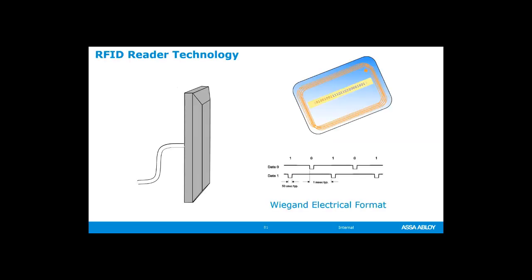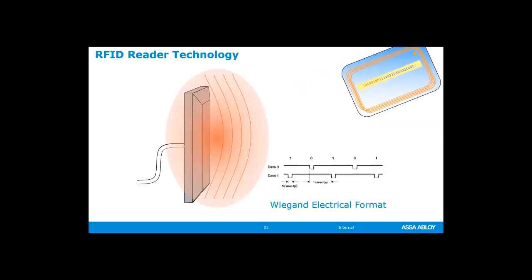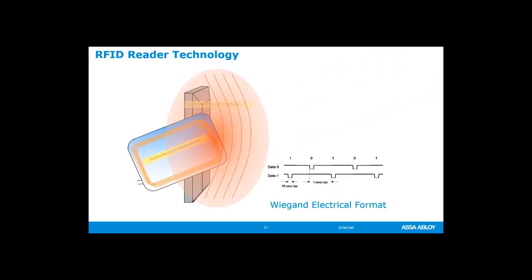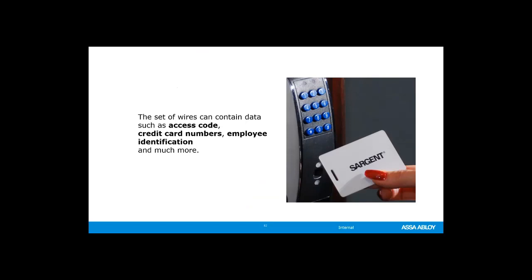When the Wiegand card is brought in range of a proximity reader, the Wiegand wire suddenly reverse pulses and generates a sharp, uniform pulse, which is read by the readers. The set of wires contains data such as access codes, credit card numbers, employee IDs, and more.